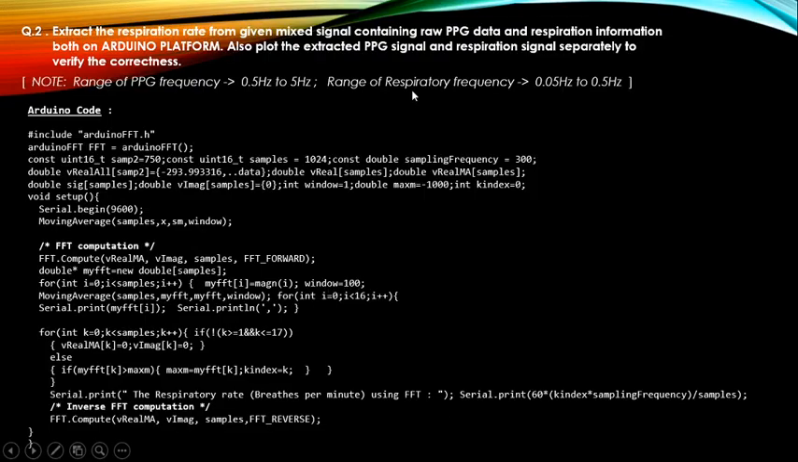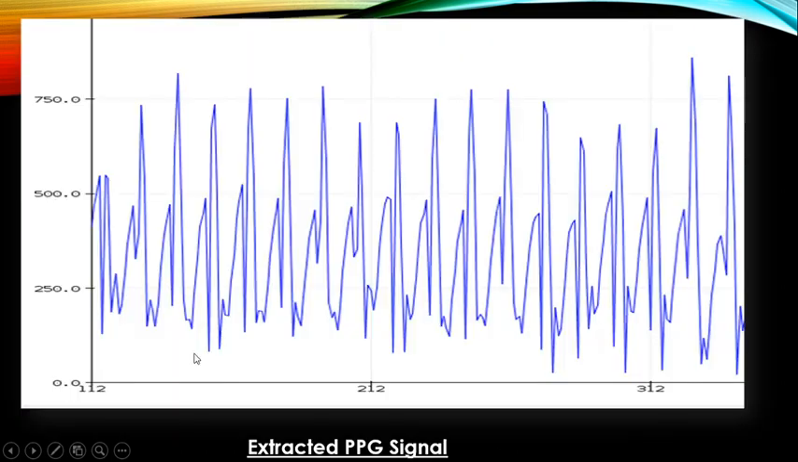The range of the respiratory frequency has been clearly given as 0.05 Hz to 0.5 Hz, and the range of PPG frequency has been given as 0.5 Hz to 5 Hz. So we can clearly see that the values have distinguishably changed. This is the whole block where everything has been done. And this is the extracted PPG signal that we have obtained by removing the respiratory signal, because the input signal was a combination of both PPG and respiratory signal.